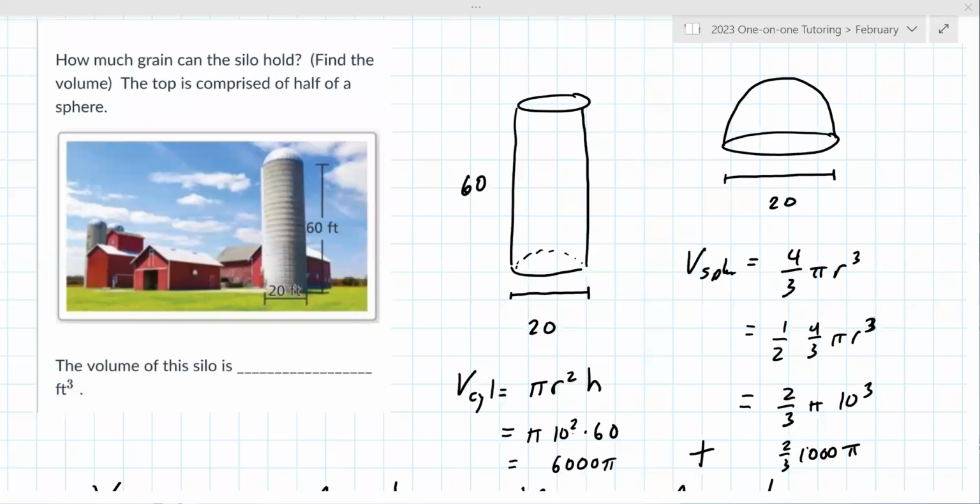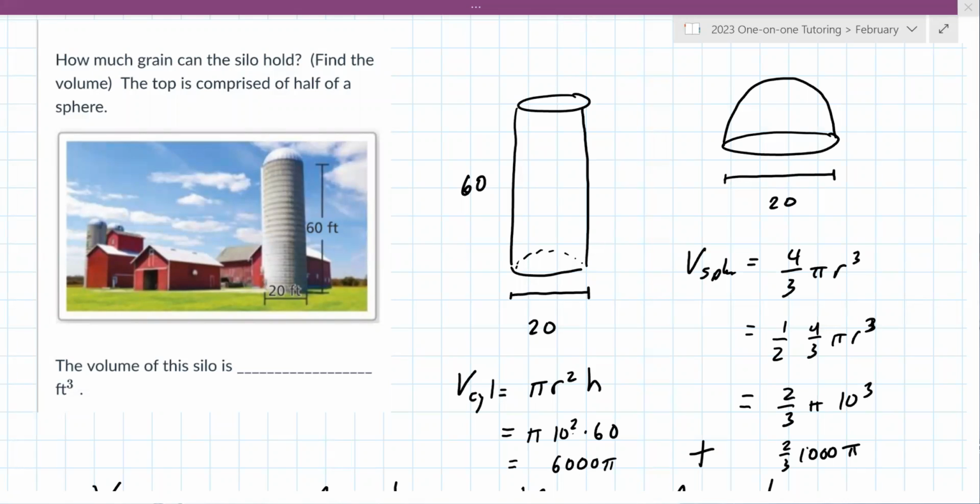Let's just go right to your calculator. 6,000 pi plus 2/3 pi. Okay, so 6,000 pi, which is 18,849, plus 2/3 of 1,000, which is just 666.